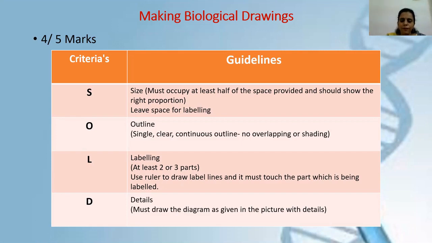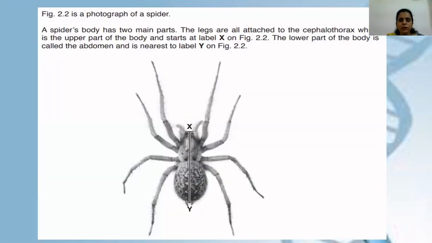Now one example I'll show you. This is one of the questions asked in the paper. This particular picture shows a photograph of a spider. This is a black and white picture of a real spider. Now the spider's body has two main parts. The upper part is known as the cephalothorax, because this is the head region and this is the neck region.